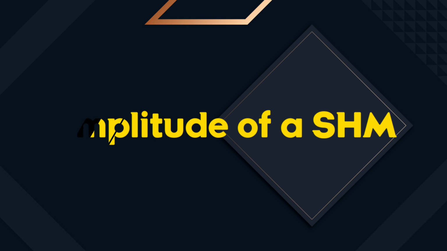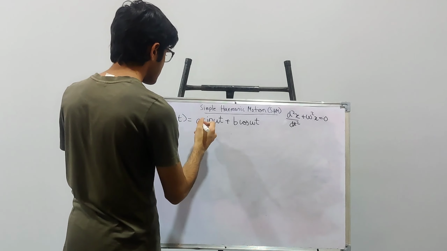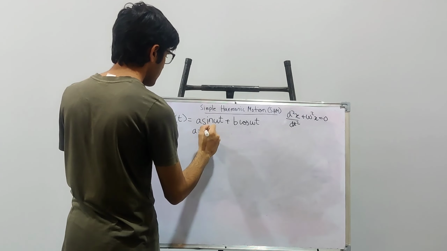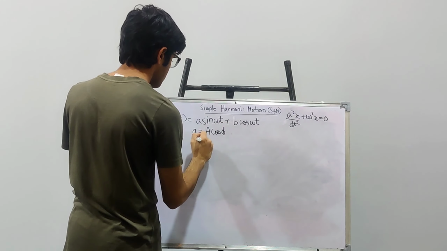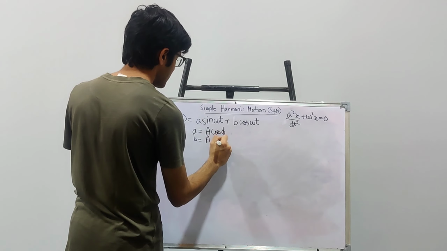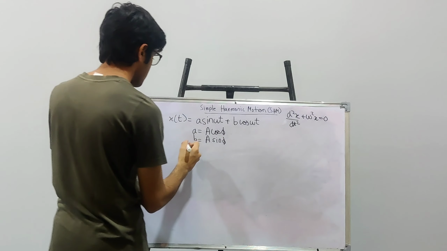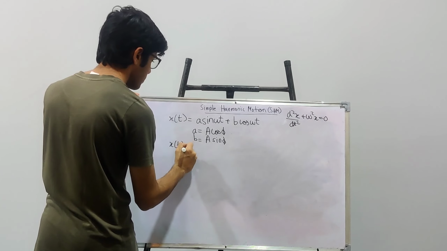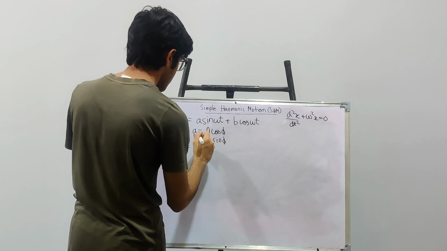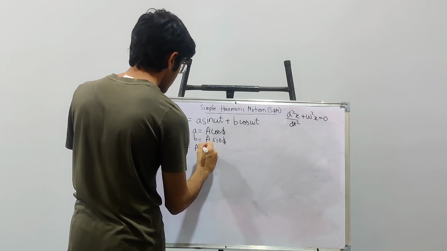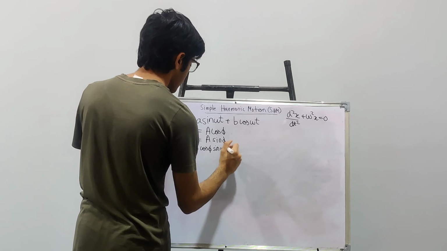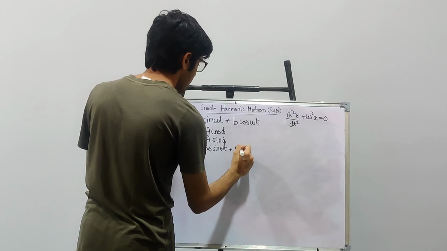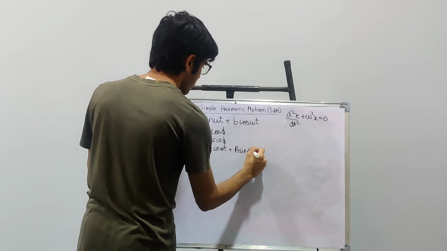What if we were to calculate the amplitude of this harmonic function only? So let us see how we do that. Let small a be equal to capital A cos phi and small b equal to capital A sin phi. So our new x of t becomes: a is replaced by A cos phi times sin omega t, plus b is replaced by A sin phi times cos omega t.